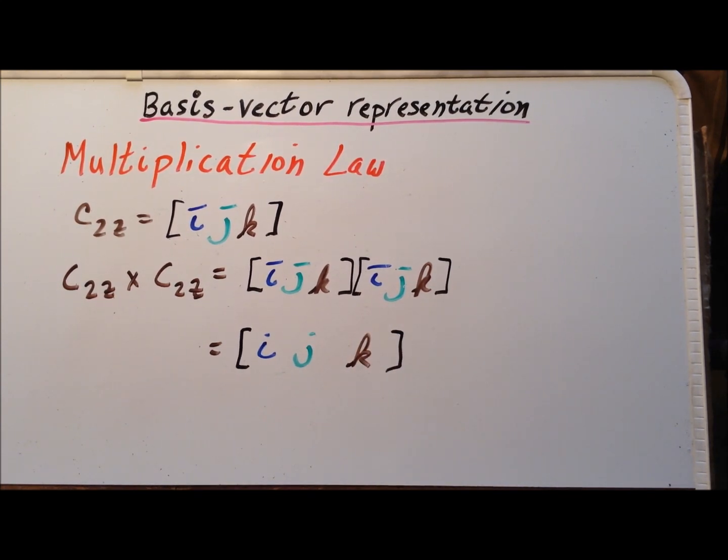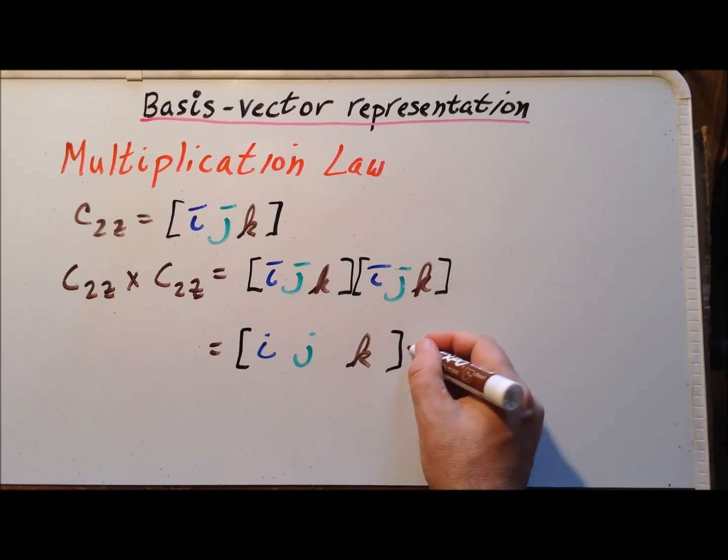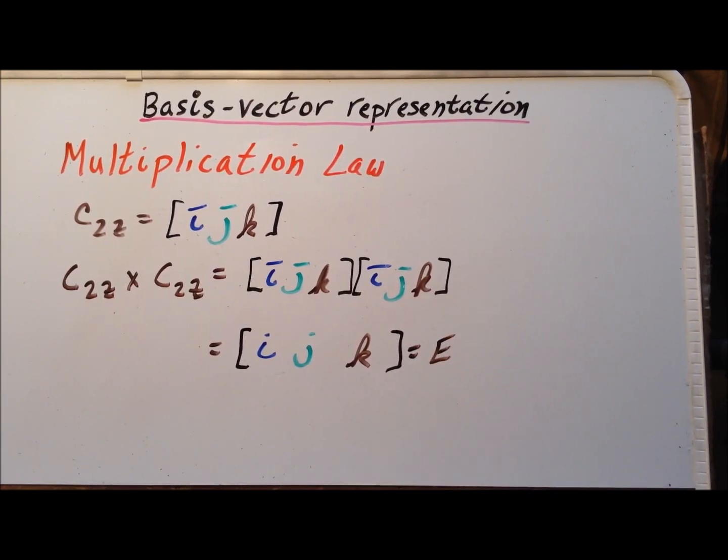So therefore, the product of these two 3 by 3 matrices is simply ijk, which we know is the identity. Which isn't a surprise, but it's a verification that our application of the multiplication law was correct. So let's try to look at a somewhat more complicated example next.